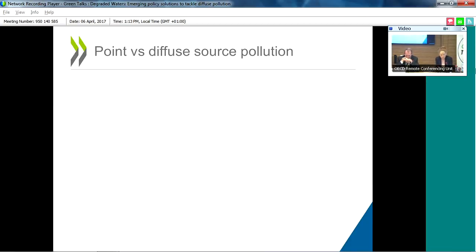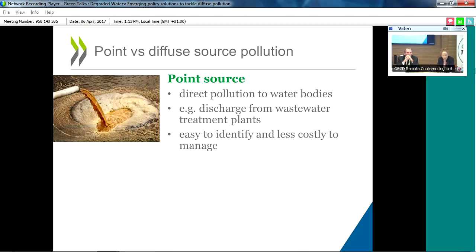So what is diffuse source water pollution? Well, we commonly characterize water pollutants as either point source or diffuse according to their source and pathway to the receiving environment. And this distinction is an important function of water quality policy and pollution regulation. So point sources of pollution are directly discharged to the receiving environment at a discrete location, such as pipes from wastewater treatment plants. They're easy to identify and more cost effective to quantify, manage and regulate.